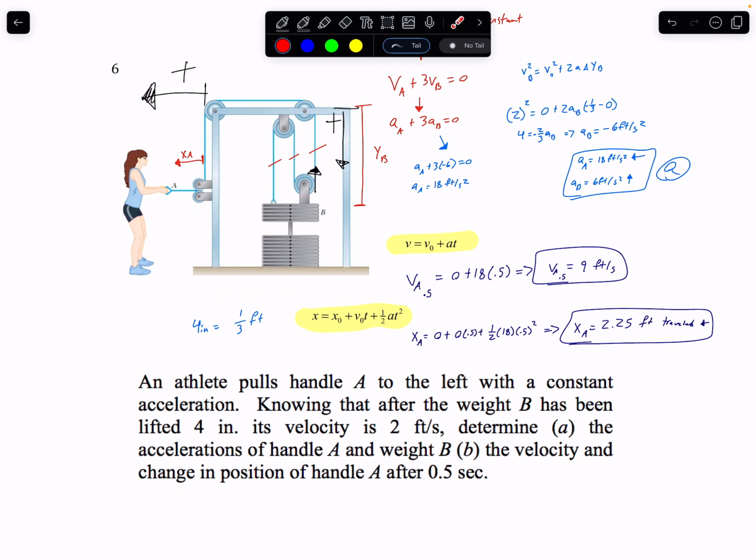And then the velocity of A after half a second. We know that it is a constant acceleration, so it's just plug and chug into our equation here, and we get that it is 9 feet per second. That is assuming that it starts with 0 velocity as well. Assuming 0 initial velocity, the distance is 1/2 times the acceleration times the time squared, and we get that it traveled 2.25 feet.